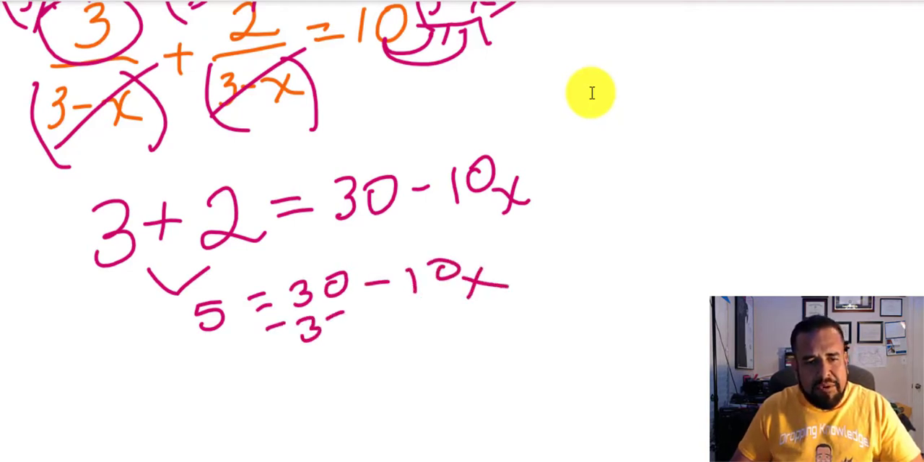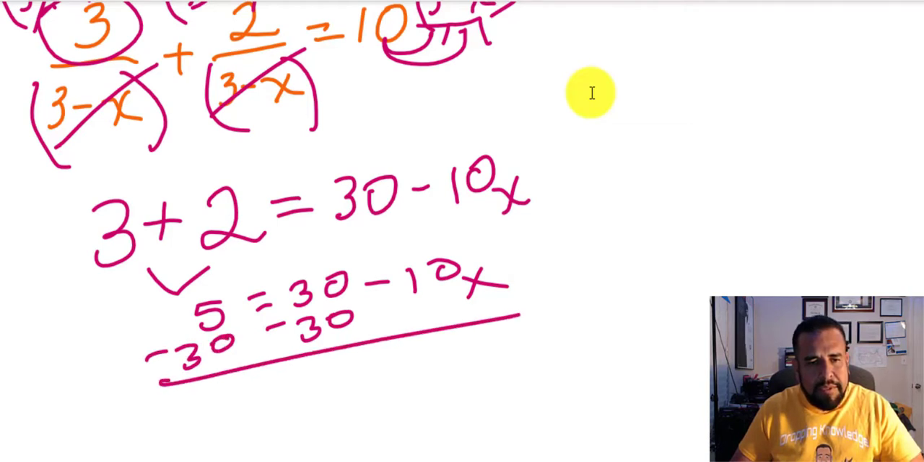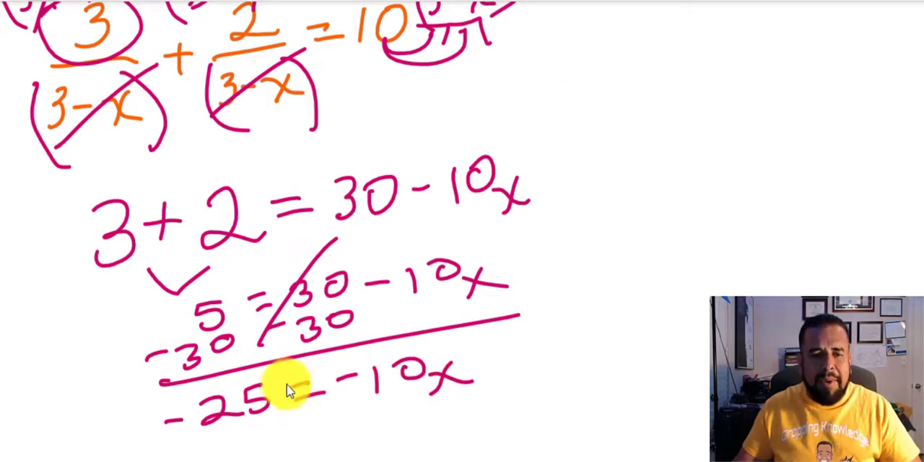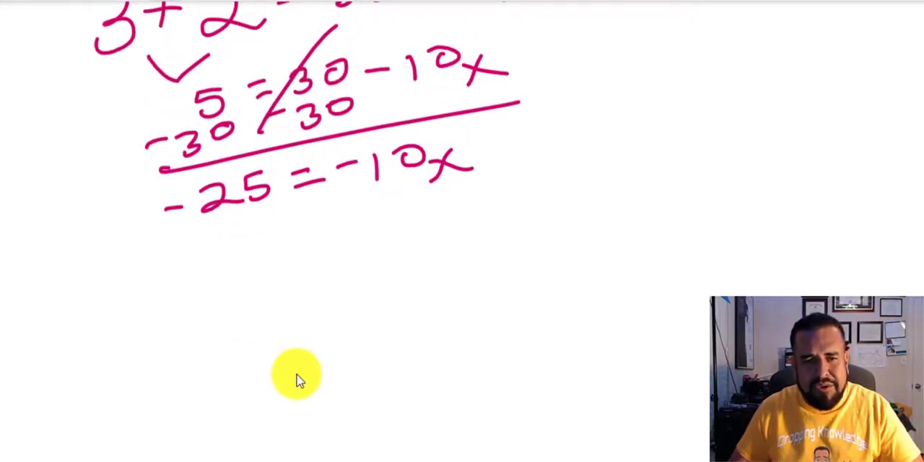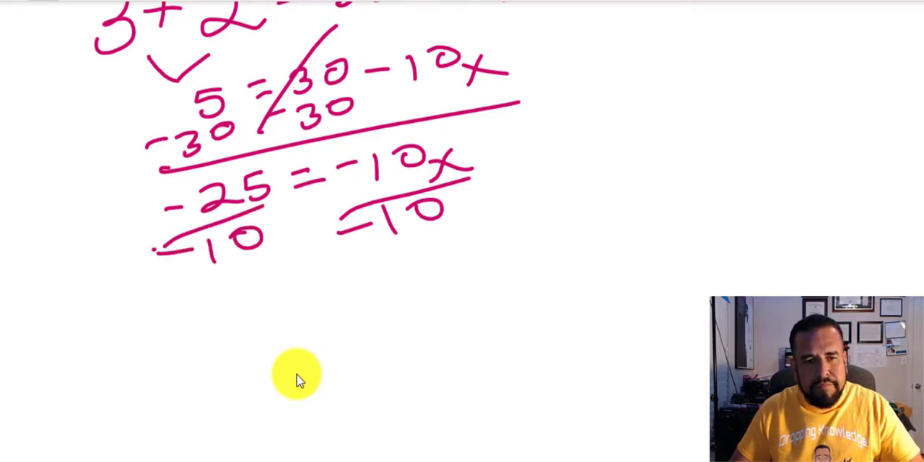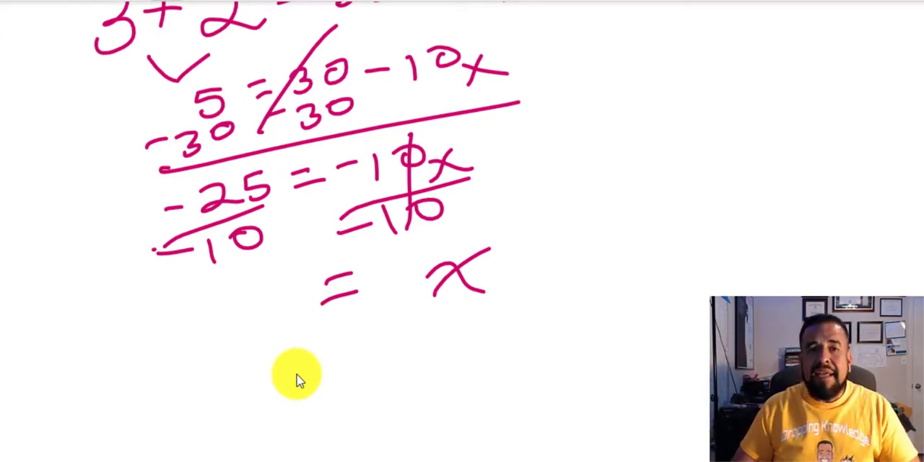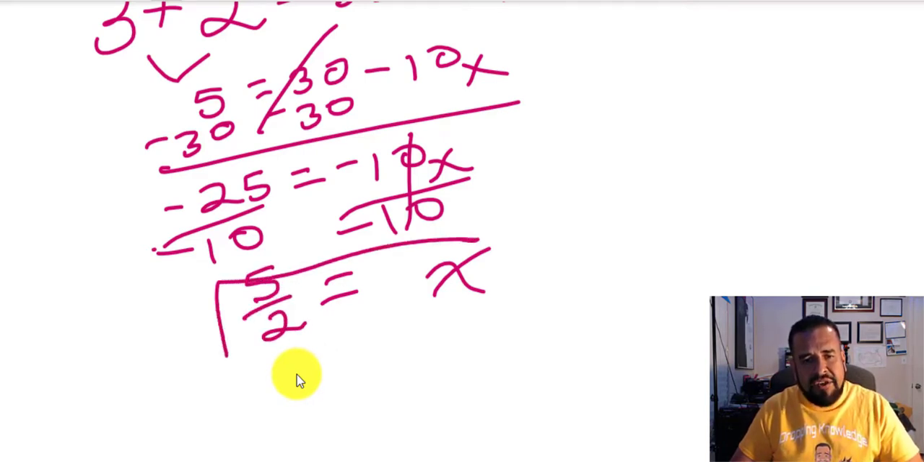Then we do minus 30 on both sides. This gets me negative 25 equaling negative 10x. Oh my goodness, this is not going to go in evenly, but that's okay. We're going to divide both sides by negative 10. And this here gets my x by itself. This here, another 25 is 5 times 5. And the 10 is 2 times 5. So I'm just going to simplify them by dividing both by 5. So I'm going to get 5 over 2 as the final answer.